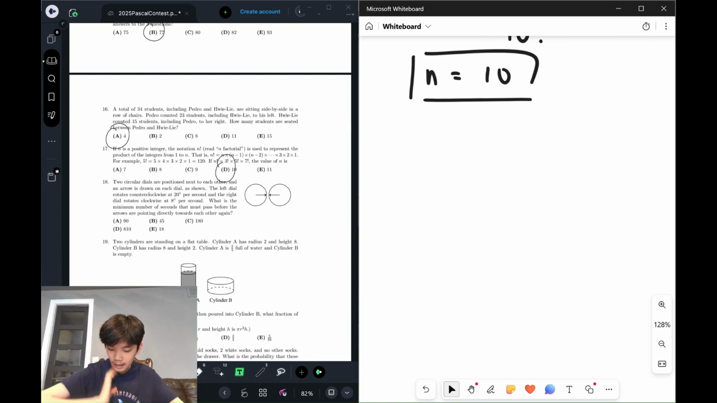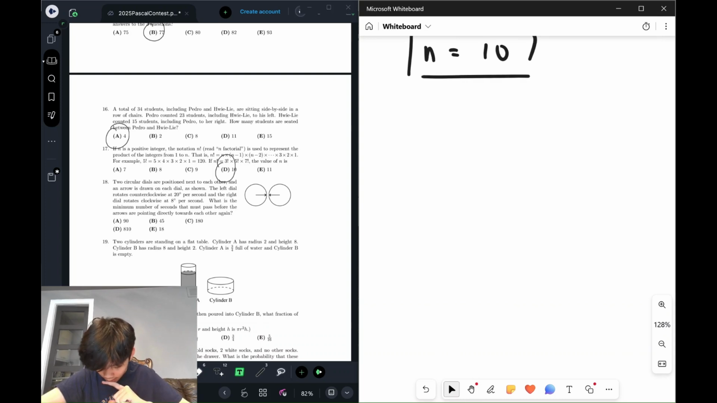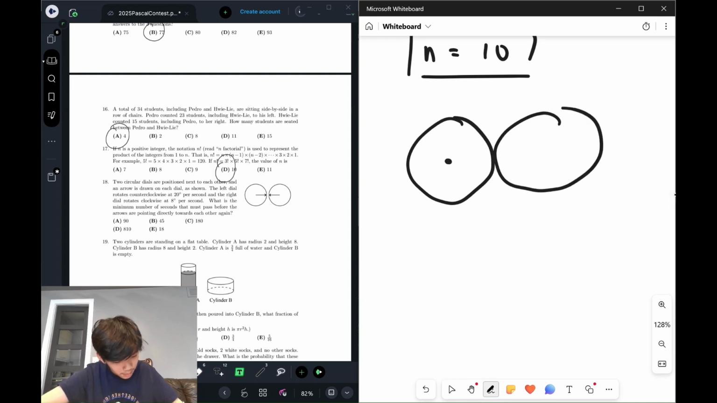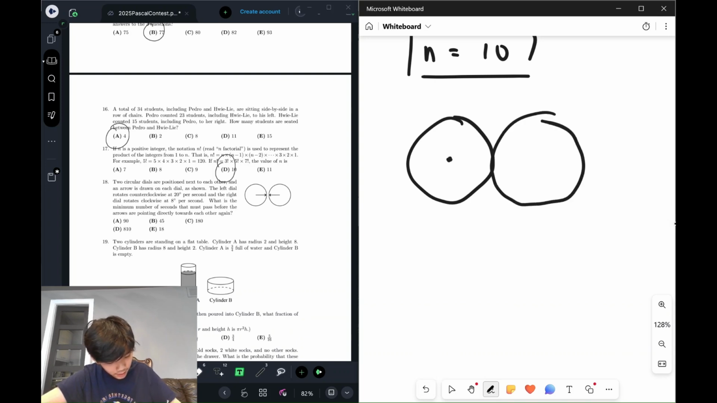All right, in question 18, we have 2 circular dials positioned next to each other and an arrow. We want to find how many seconds need to pass, when the dials are rotating at certain speeds, until they're pointing exactly at each other again. Okay, I'm going to redraw that circle because it looks kind of bad. So we have these 2 arrows pointing in some directions, and note that they're only pointing towards each other at this exact angle. You can't have them pointing at any other angle.